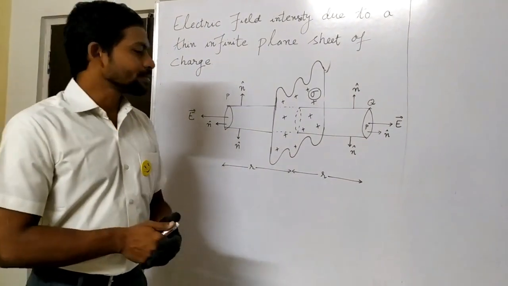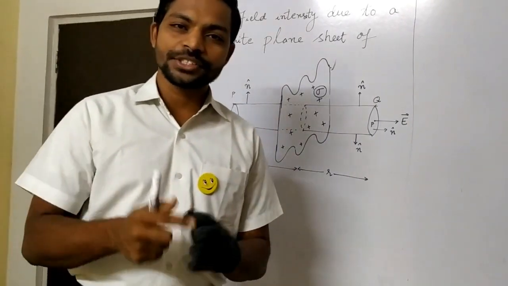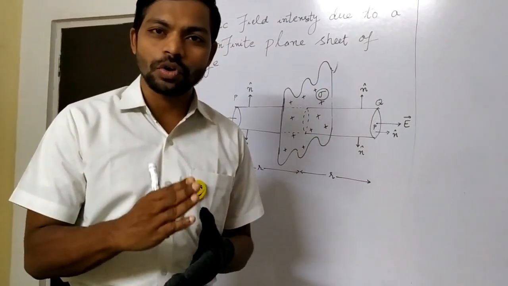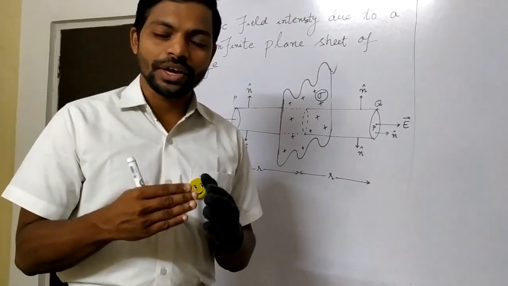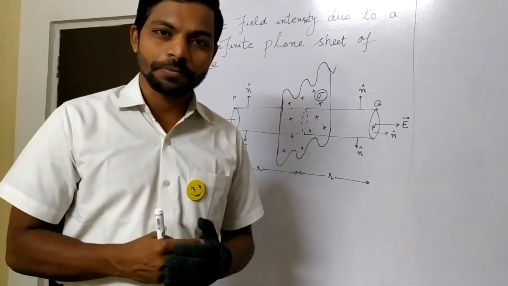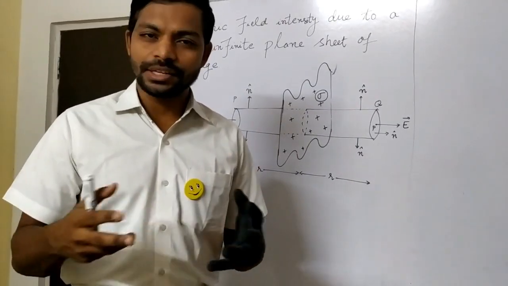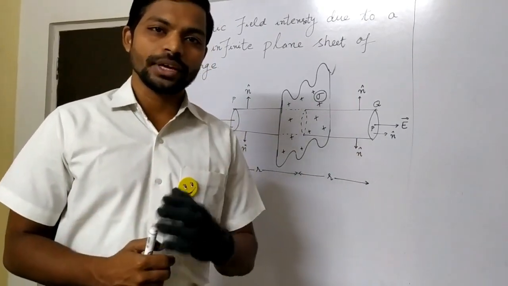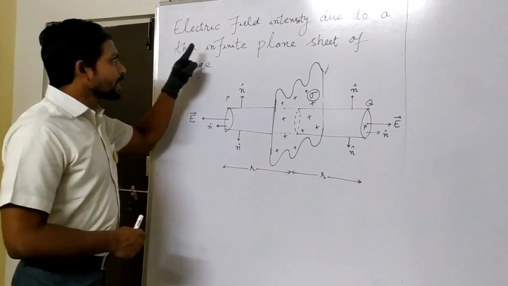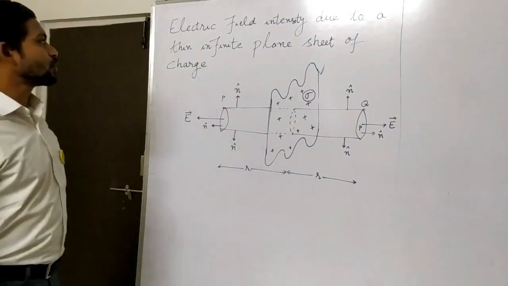Today we are going to learn about the remaining applications of Gauss law. Yesterday we learned the 3 applications of Gauss law. We are trying to find out electric field intensity from different kinds of charges, line charge distribution or a plane sheet or a sphere. So today we are going to learn electric field intensity due to a thin infinite plane sheet of charge.